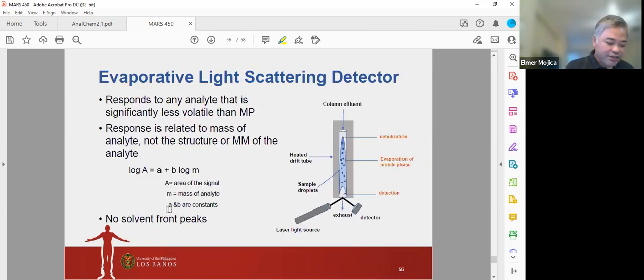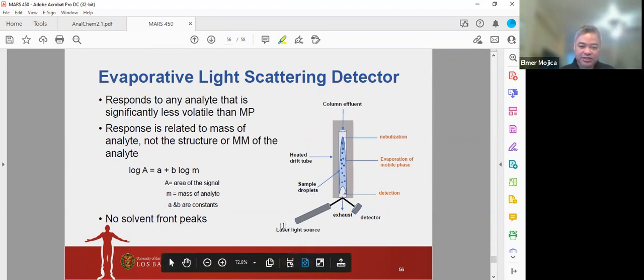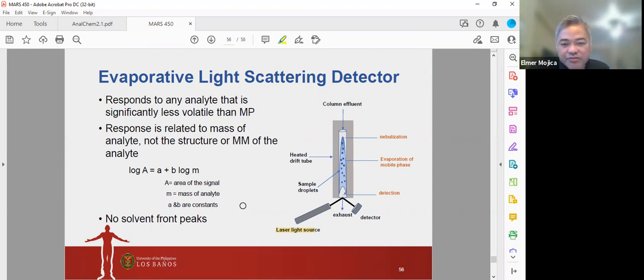Now, another one that they use is the evaporative light scattering detector. It responds to any analyte that is significantly less volatile than the mobile phase. The response here is related to the mass of the analyte and not the structure or molar mass of the analyte. The light source for the evaporative light scattering detector is usually a laser. And the good thing about it is there are no solvent front peaks.